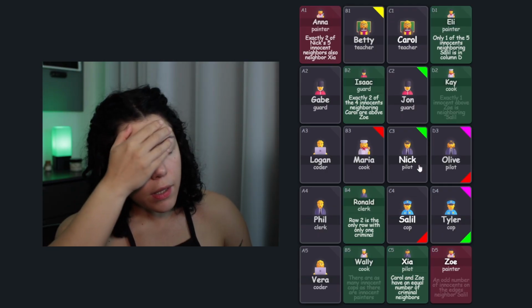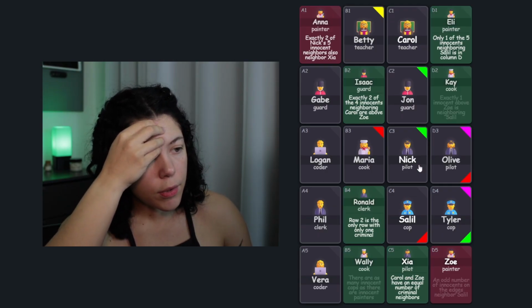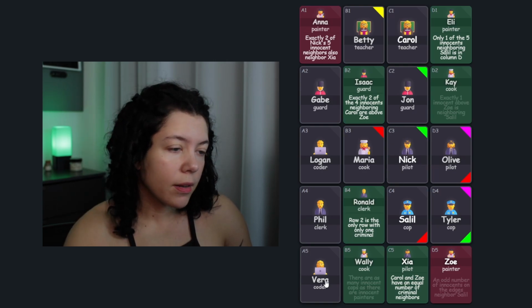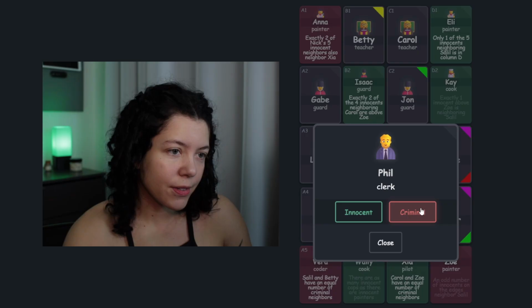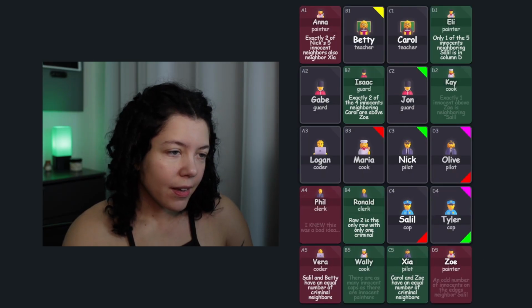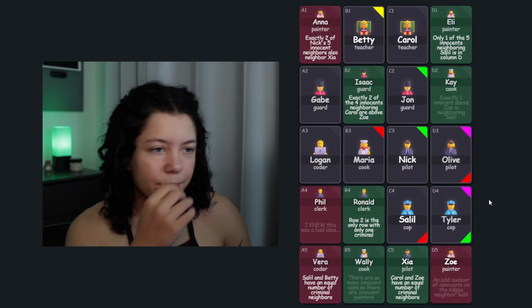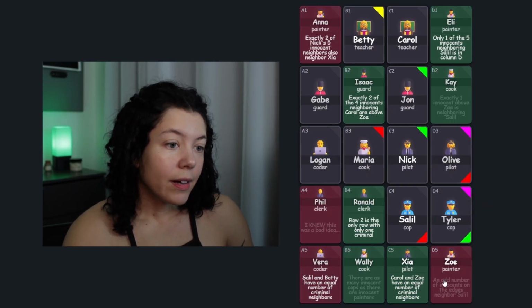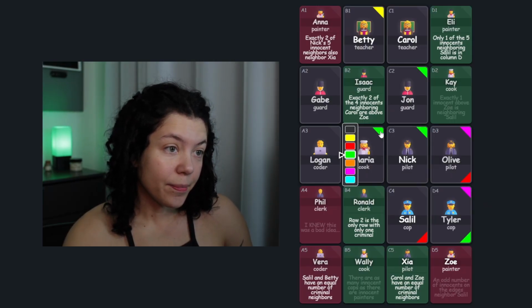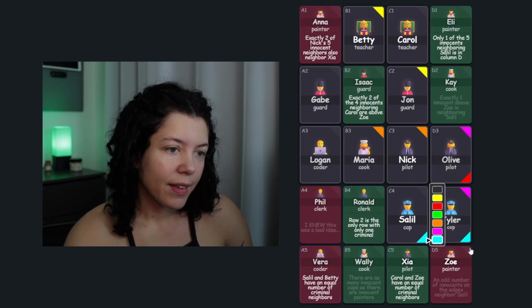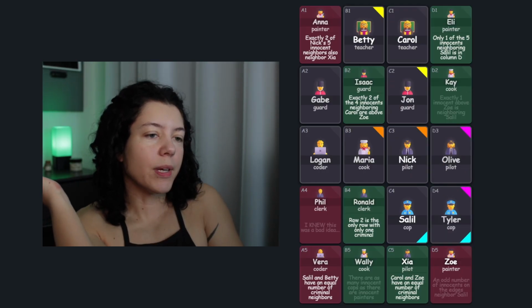Do we have to look at the roles having only one criminal? So this has been here for ages. Vera is a criminal and Phil is a criminal, because each of these columns already has a criminal. Okay. Let's return these to their respective colors. Sorry about that. That's the joy of doing it live.